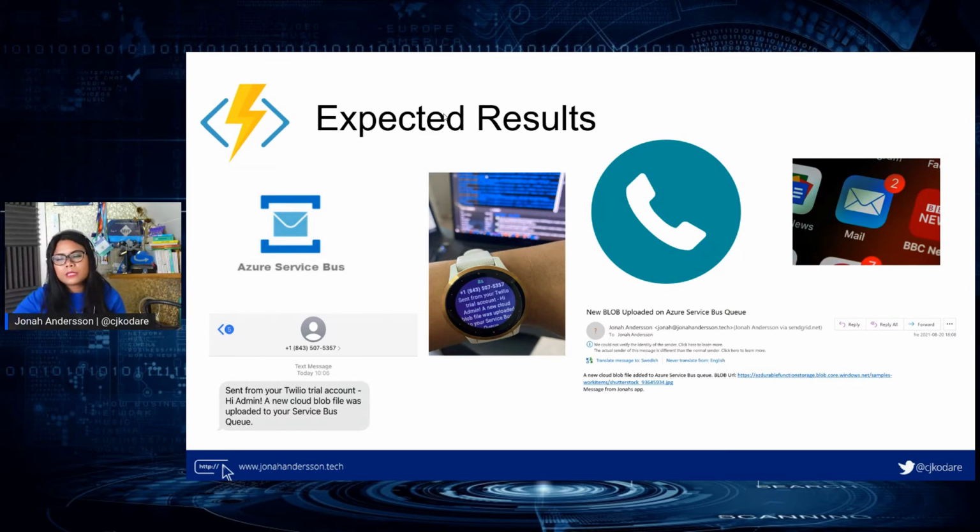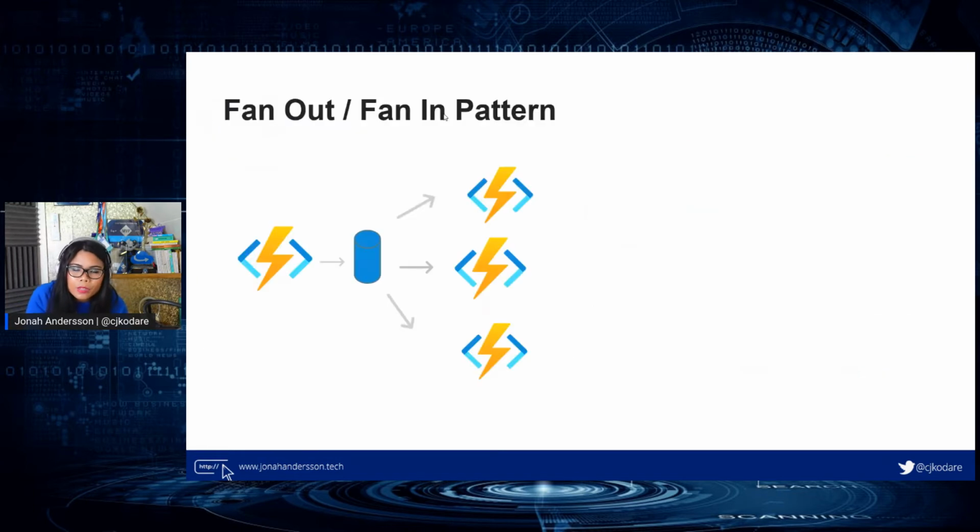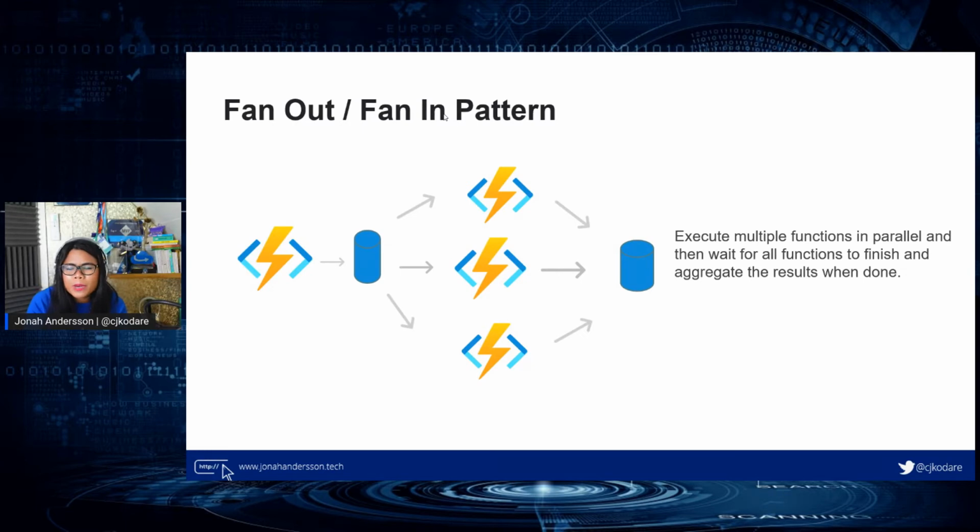So it comes in sequence, just like function chaining. So the next pattern, the second pattern, is fan out, fan in, which is a very useful pattern to be aware of in terms of making complex workflows that will require you to execute multiple functions or tasks in parallel, and then you have to wait or aggregate the results when it is done.